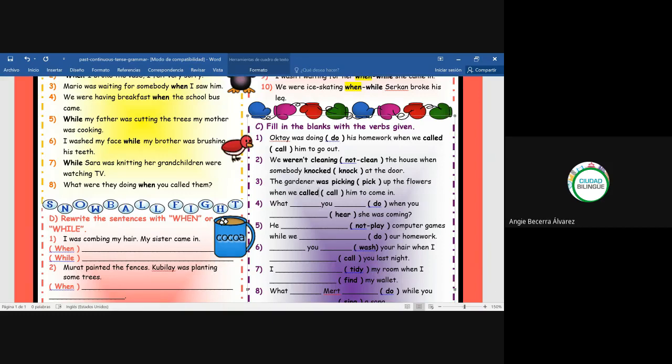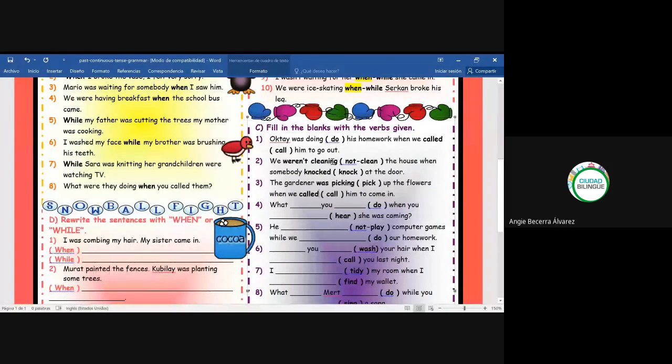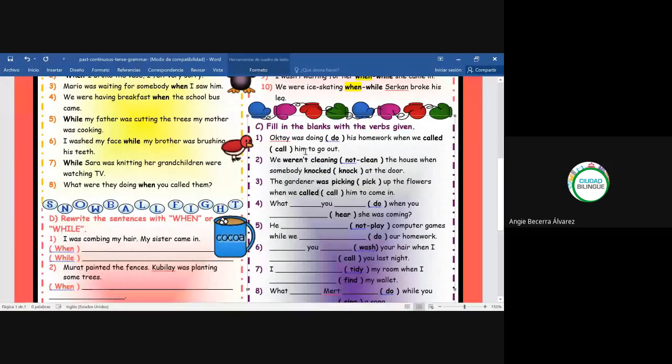Daniel, para ti que acabas de llegar, estamos trabajando oraciones en past continuous, right? Lo mismo que vimos ayer, pero esta vez estamos viendo cómo utilizar when y cómo utilizar while, ¿ok? Y while lo utilizamos cuando estamos hablando de dos acciones simultáneas, es decir, que están ocurriendo al mismo tiempo y las dos van en pasado continuo. Y when lo utilizamos cuando es una interrupción, ¿ok? Cuando estábamos haciendo algo y otra acción nos interrumpió. Y esa interrupción va en pasado simple. Okay, un ejemplo.